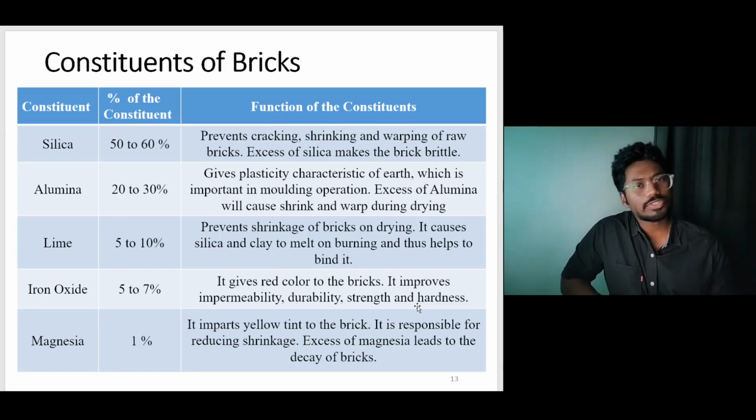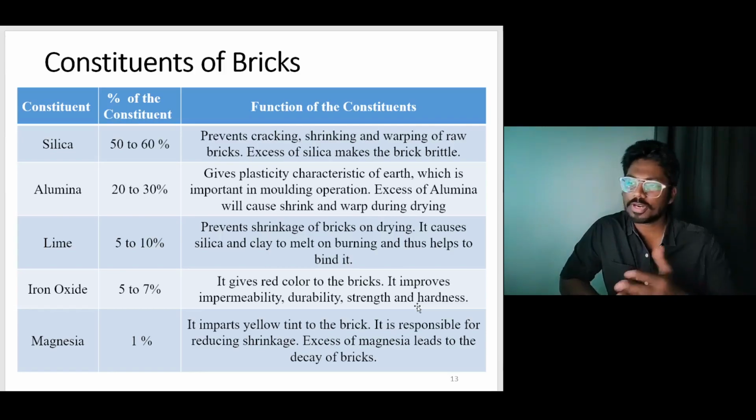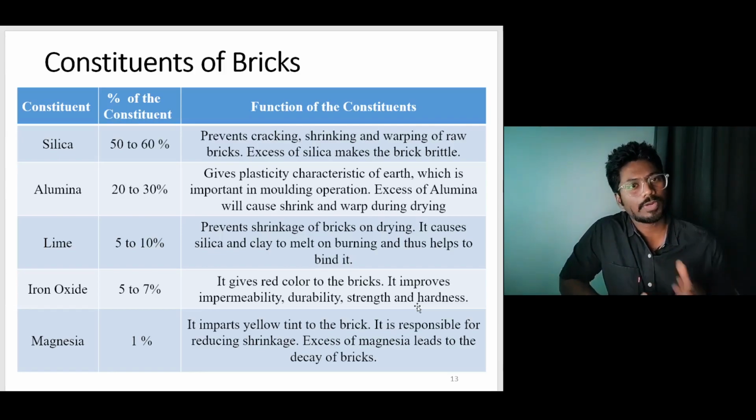So these are the constituents of a good brick, and the metrics corresponding to the constituents: silica 50 to 60, alumina 20 to 30, lime 5 to 10, iron oxide 5 to 7, and 1% magnesia respectively. These are something that a good brick earth should be able to exhibit.